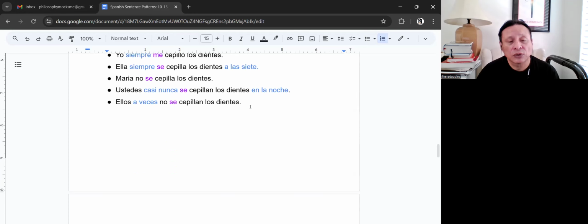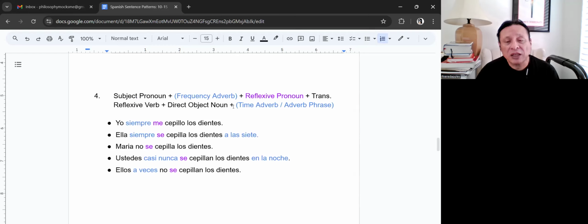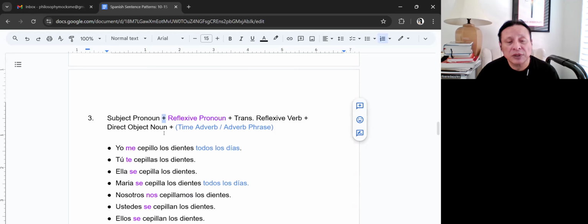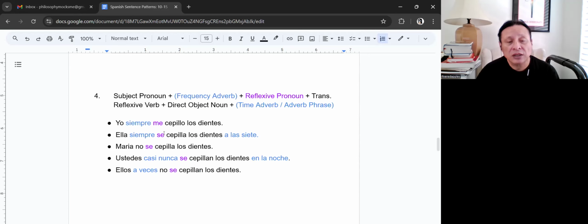Number 4. Same thing, except now we're throwing in a frequency adverb. Same pattern as 3, but we're throwing the frequency adverb in here. That's all we're doing. And it's basically what we did earlier. Yo siempre me cepillo los dientes. I always brush my teeth. And notice I didn't use any time adverb, because siempre means always, and so we understand always doesn't need to be modified or qualified in any way. You can't say every day. You can't say every morning. You can't say every Saturday.